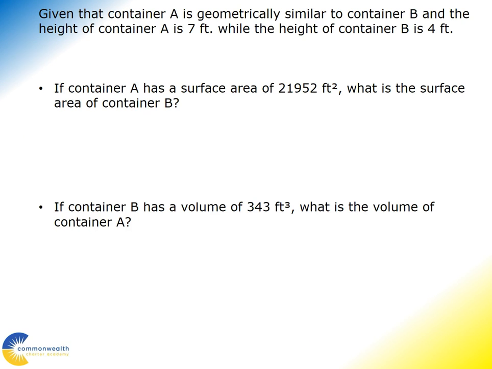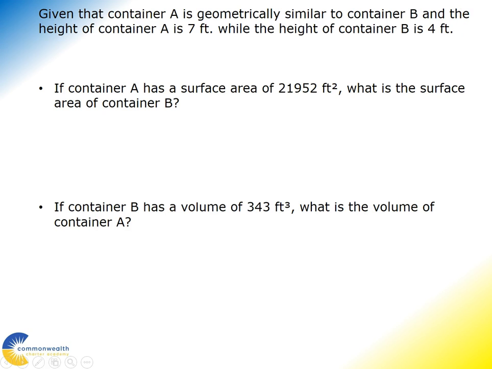This question here, you're given that a container A is geometrically similar to container B. The height of container A is 7 feet, while the height of container B is 4 feet. So they're basically giving you the proportional dimensions of these two similar figures. So they're essentially giving you the scale factor. If container A has a surface area of 21,952 square feet, what is the surface area of container B?